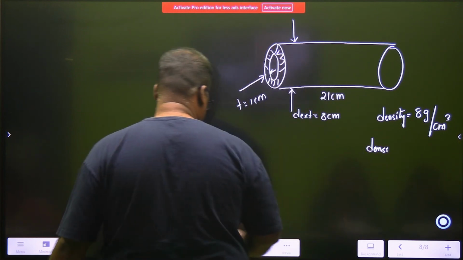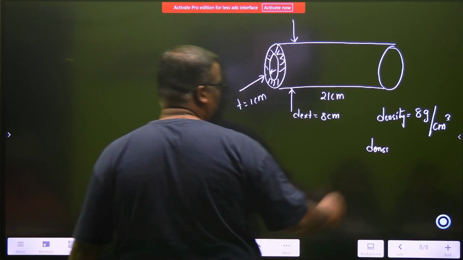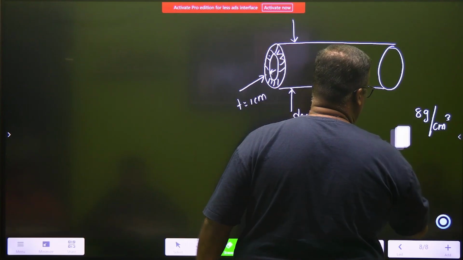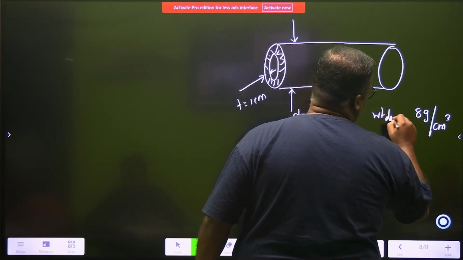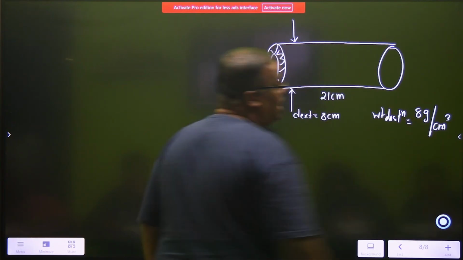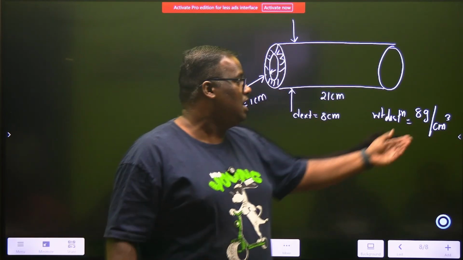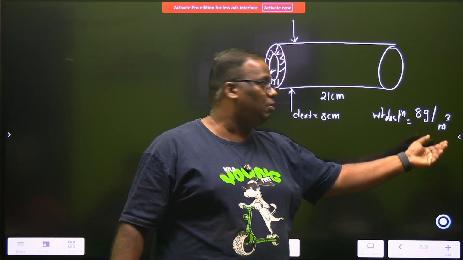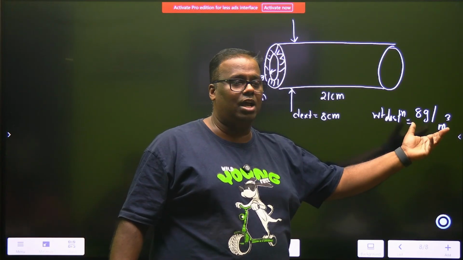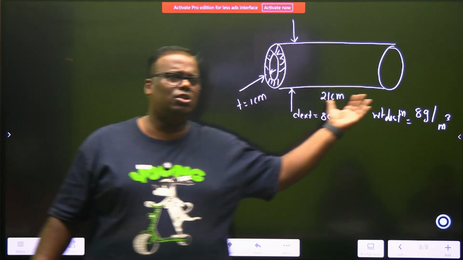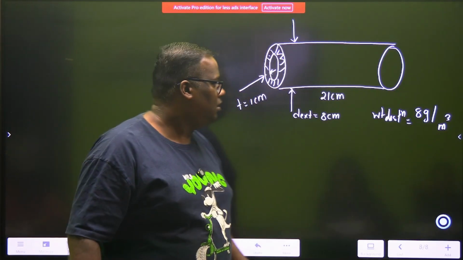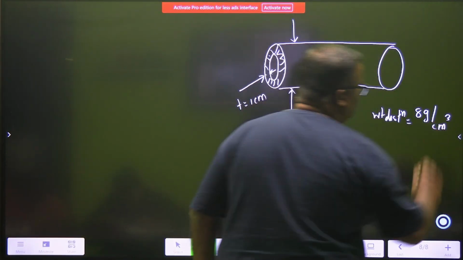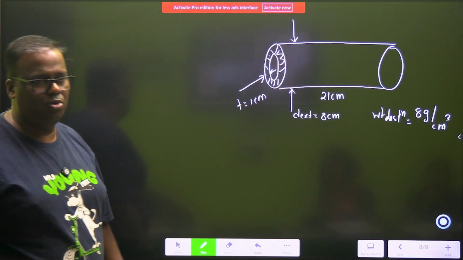Or say, let's not bring the density concept in for you. We will say that the weight distribution is 8 gram per centimeter cube. Means every centimeter cube of the pipe weighs how much? 8 gram. If you get the full centimeter cube, that is the volume of the pipe, you can get the weight. 8 gram per centimeter cube. So what we need is now volume.